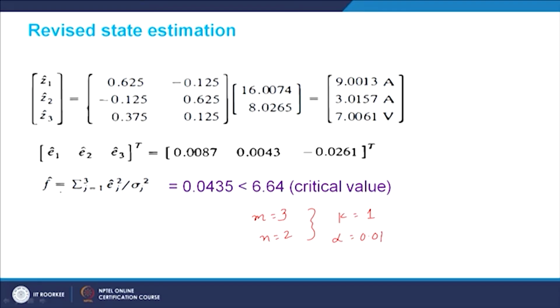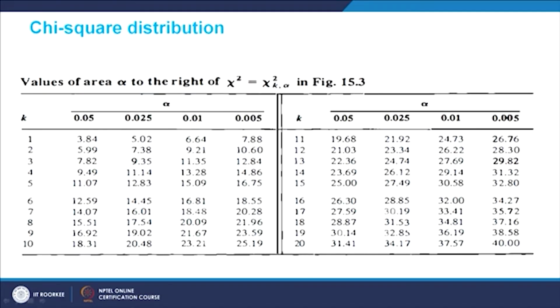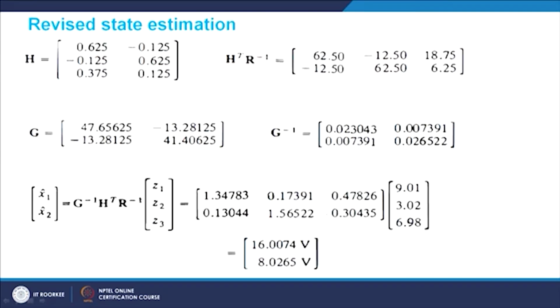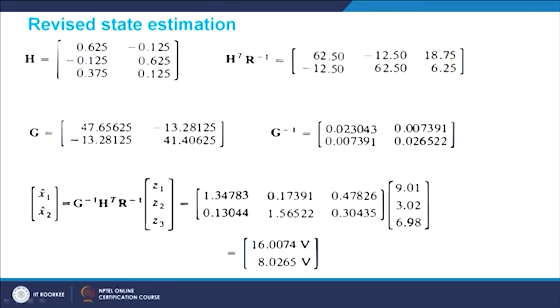So, if I look at this graph, for k equal to 1 and alpha equal to 0.01, this threshold value is 6.64. Because this threshold value is 6.64 and this is less than this, now there is no bad data. Therefore, these estimated values are reasonably close. Please note that when we did our estimation with 4 measurements and said that there is no error, these estimated values were quite close to 16 and 8. Their true values are 16 and 8.